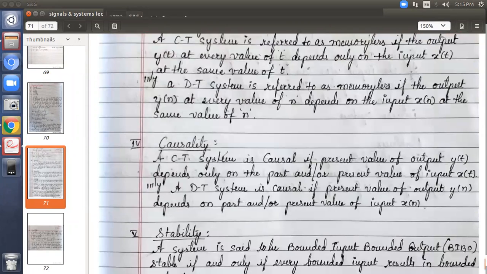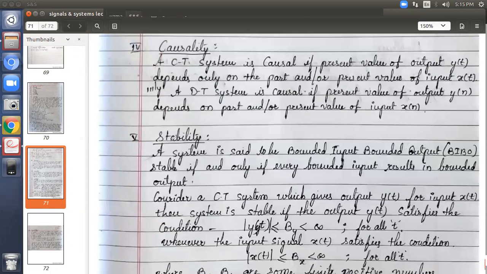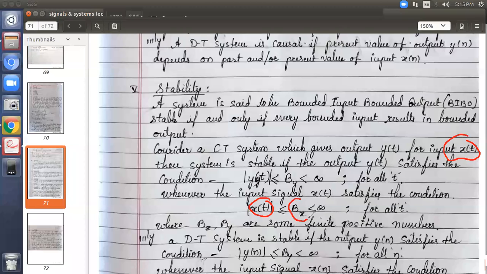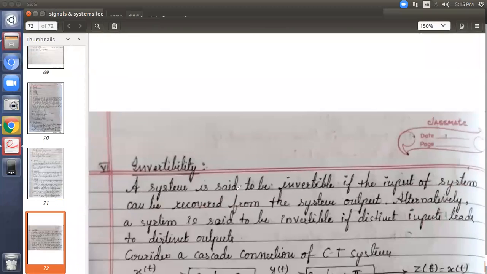Then the next property is causality. For causality, two different values are okay, either the present value or the past value, but not the futuristic value. So +1, the advanced version, we don't require. For stability, bounded input, bounded output should be satisfied. That is, if the input is a limited value, less than infinity, the output will also be a bounded value, less than infinity. Then the last one, invertibility.